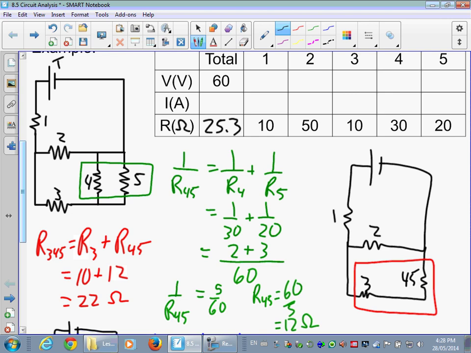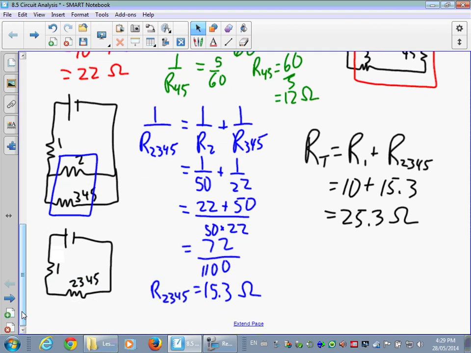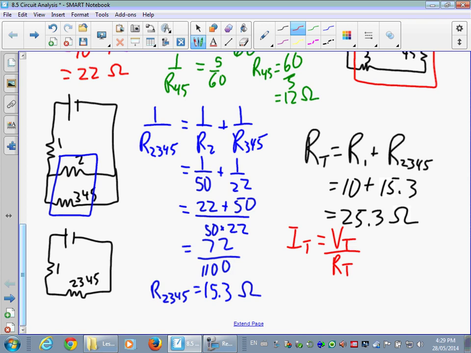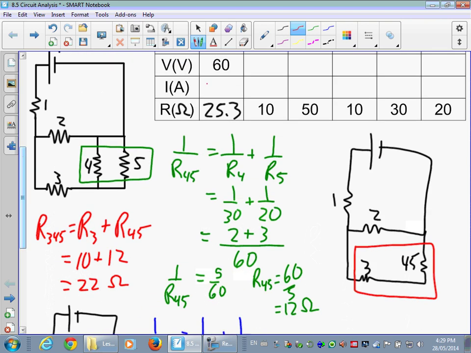And now it's going to start to get a little bit easier. Now we can see we have 2 numbers in one column. That's our total column, which allows us to get the total current. So we'll do that in red. The total current, using Ohm's law, is V, the total voltage, divided by the total resistance. That's just a rearrangement of the Ohm's law formula, which is 60 divided by 25.3, which gives us a current of 2.37 amps. Okay, so let's go back up here. 2.37 amps.